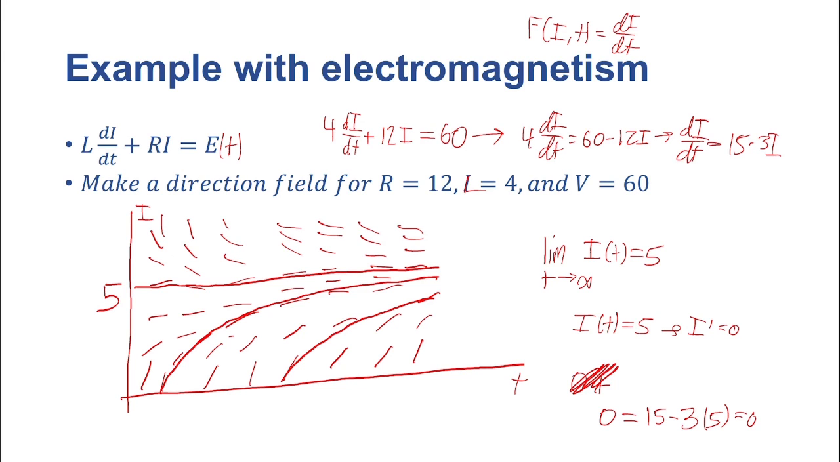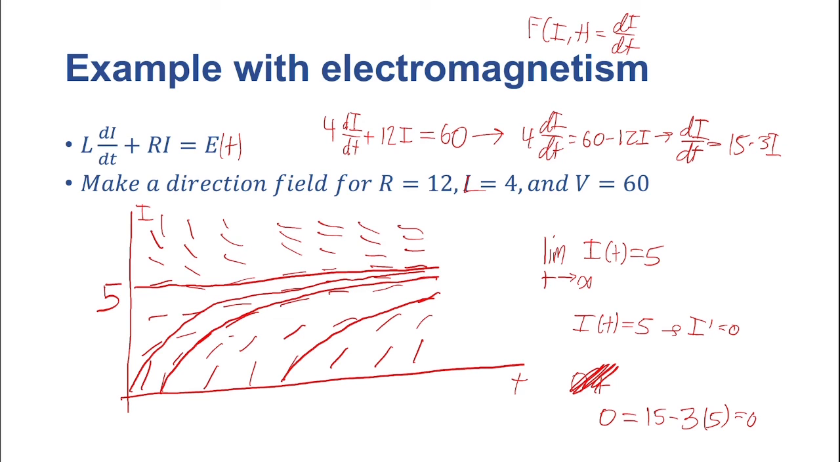So we can draw all of our functions here. They're going to come off, and then we could have one that passes through the origin. They're going to asymptotically approach this equilibrium solution. So that is what we do with these slope fields.